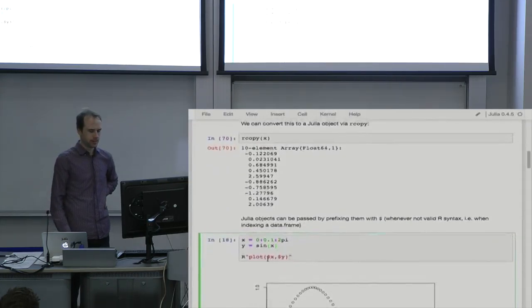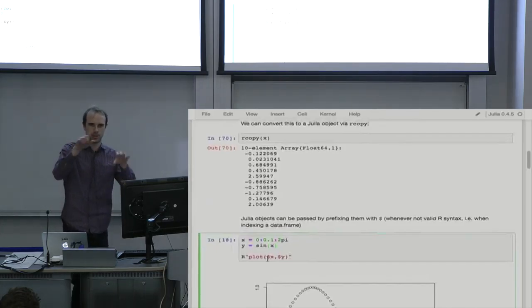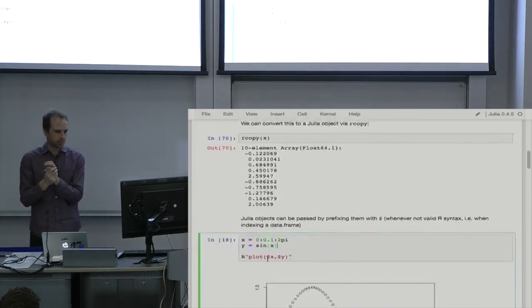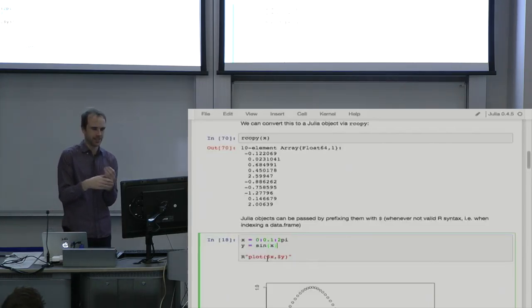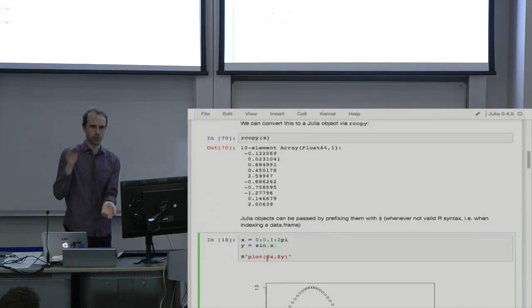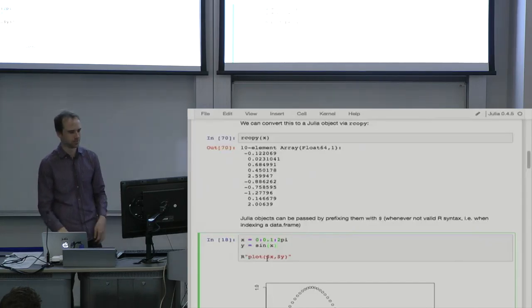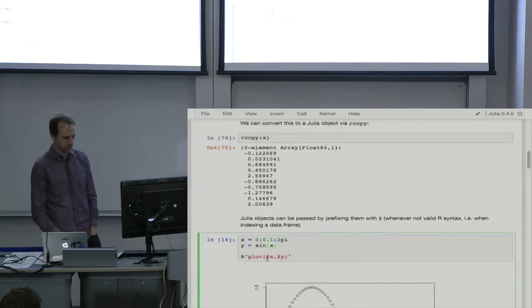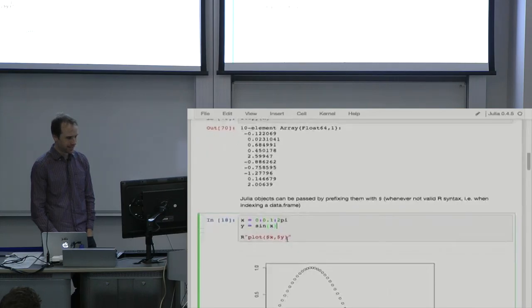Basically, if you've ever used R, there's the dollar sign, which is used for indexing into a vector by name. But whenever that isn't valid R syntax, we use dollar for variable substitution from Julia. The nice thing is that there's basically no overlap, no cases where both would be valid and you would want to do either. So we can actually get away with this.